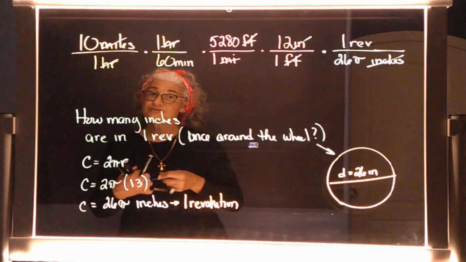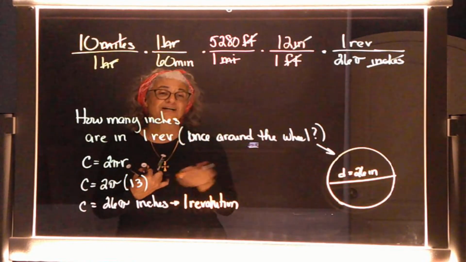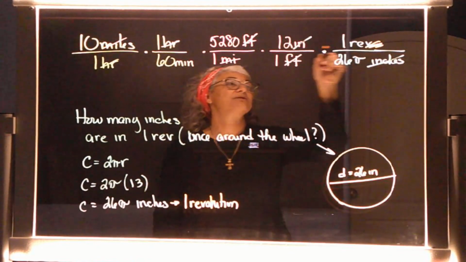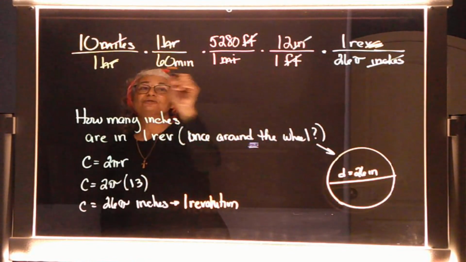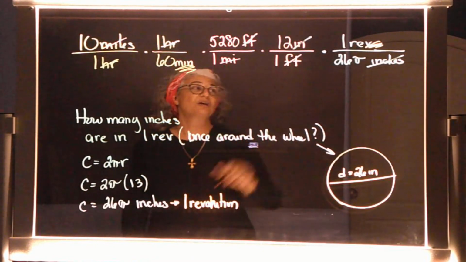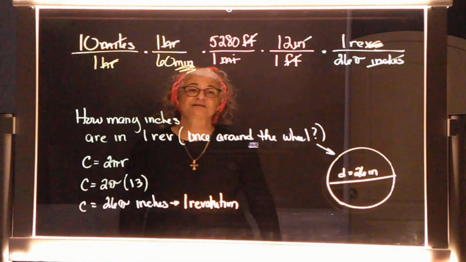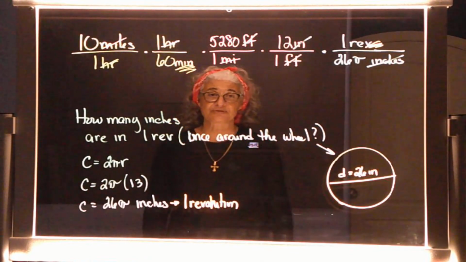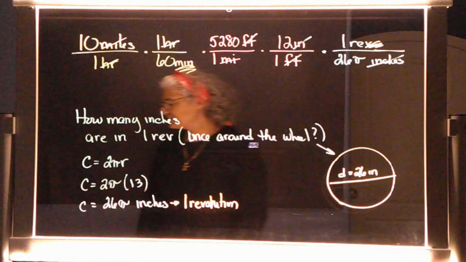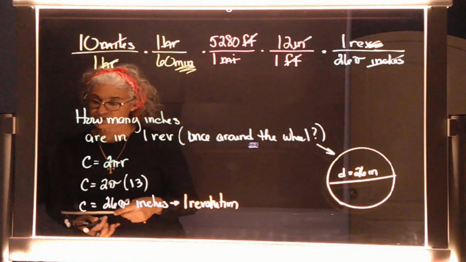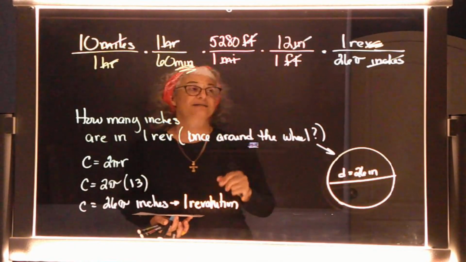And now I have revolution on the top. Yep, everything else canceled, and I have minutes on the bottom, which is exactly what we want. Revolutions on top and minutes on the bottom. And now I know what I need to do between all my numbers. So yeah, time to get those calculators out. And they asked us to round to 1 decimal place as needed.